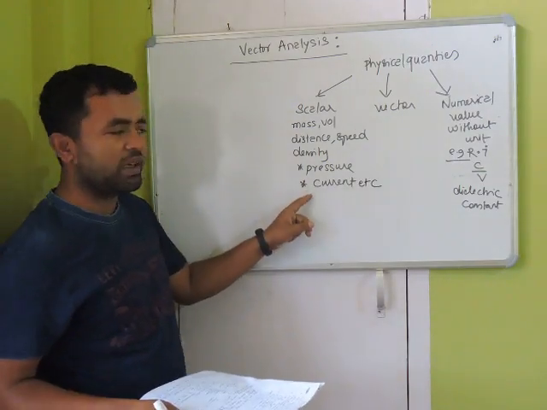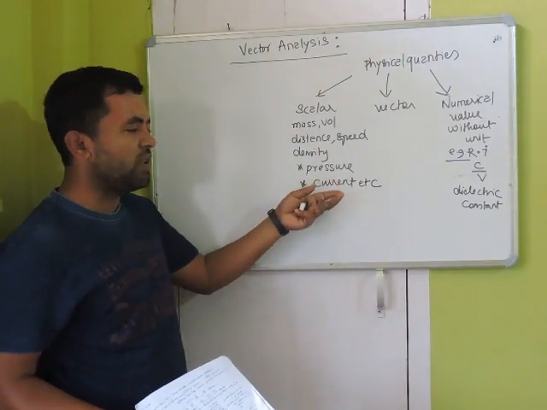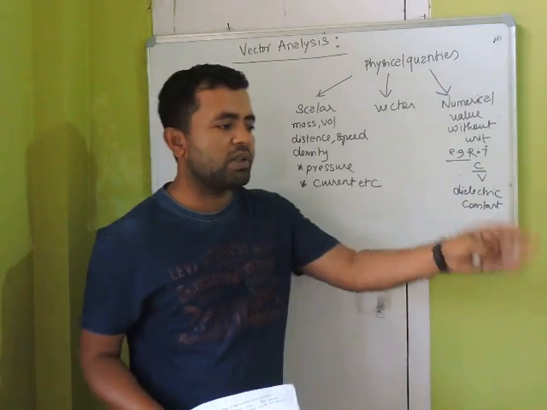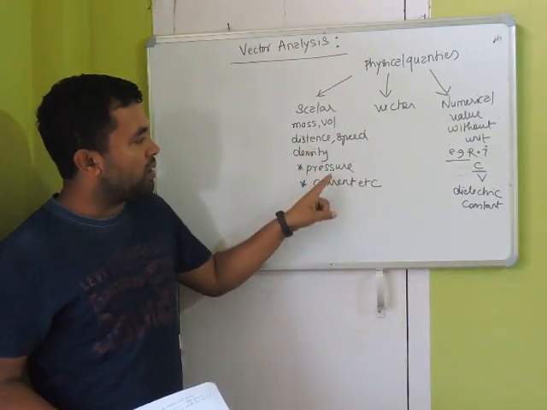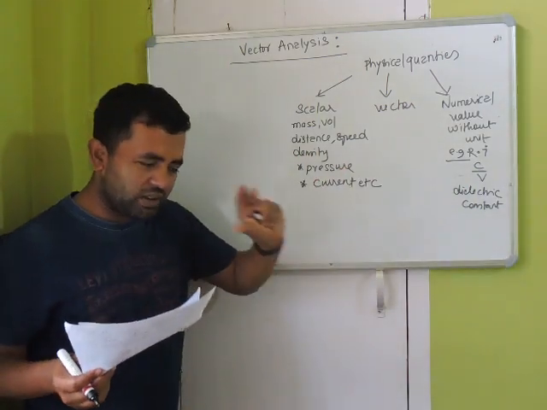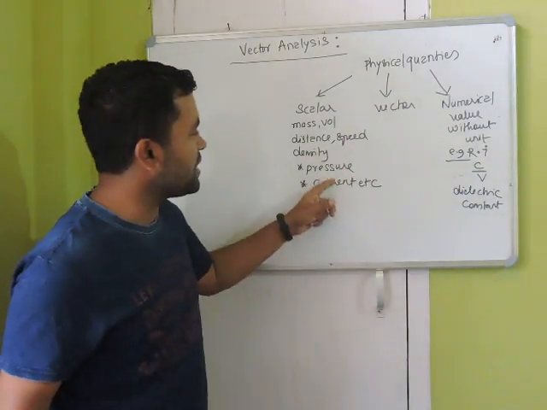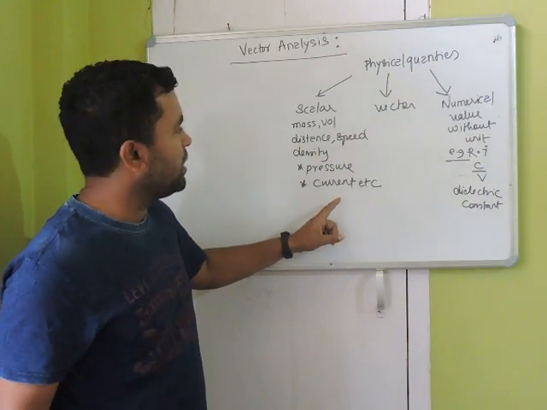Now I have put pressure here. The reason being, sometimes we think that current is a vector quantity because it has direction, right? Now it turns out, and pressure also, sometimes we think that it has some direction, but these both are scalar quantities.